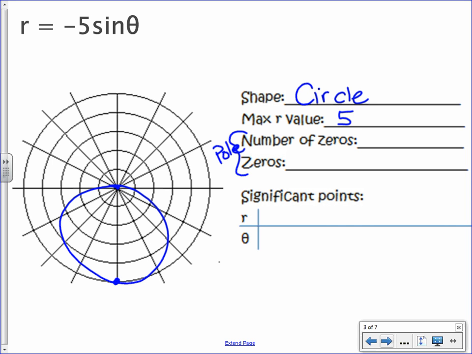Let's talk about significant points here. Okay. If theta is 0, what does that make r? 0. If theta is pi over 2, what does that make r?